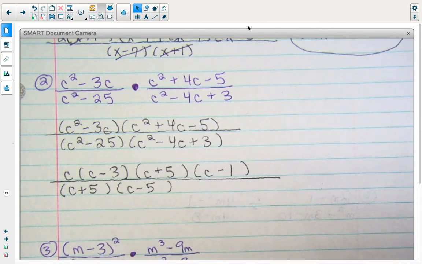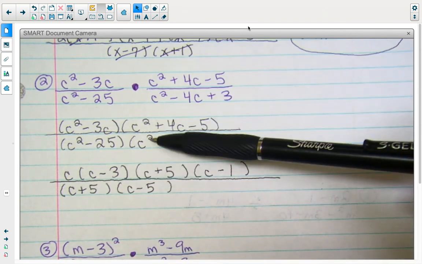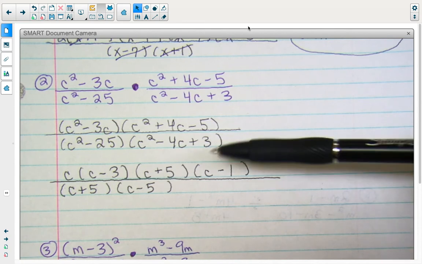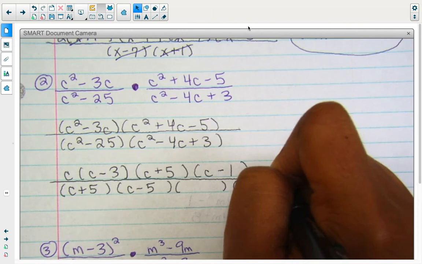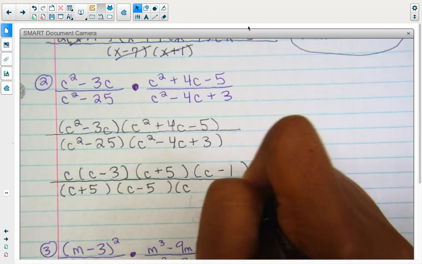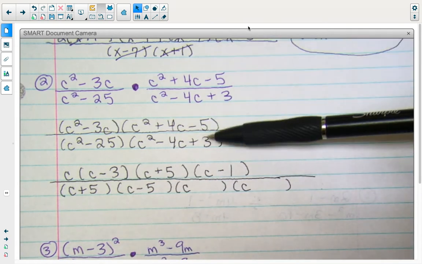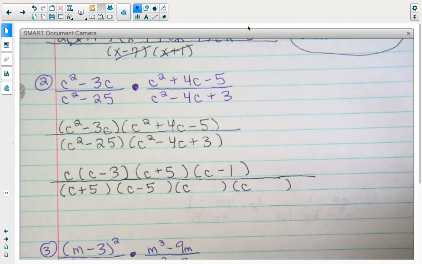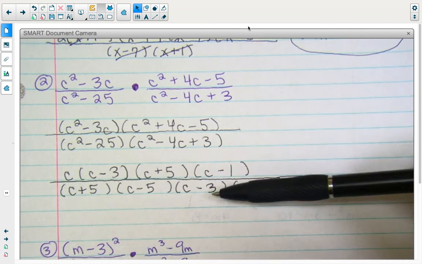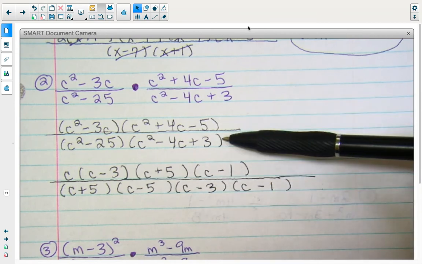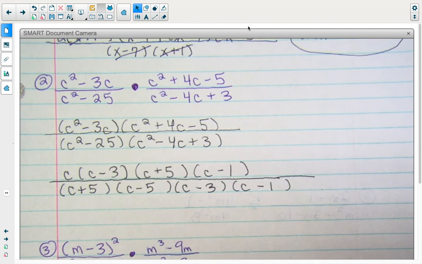And the last one that we need to factor, we now need to factor c squared minus 4c plus 3. So we'll set up our 2 sets of parentheses. We'll put our c's in it. We're thinking of two numbers that multiply to give me positive 3, add to give me negative 4. Negative 3 times negative 1 is positive 3. If I add it together, it gives me negative 4.